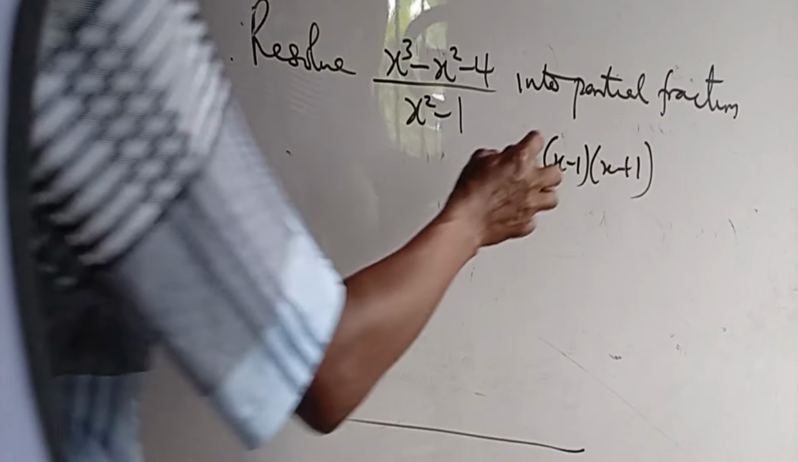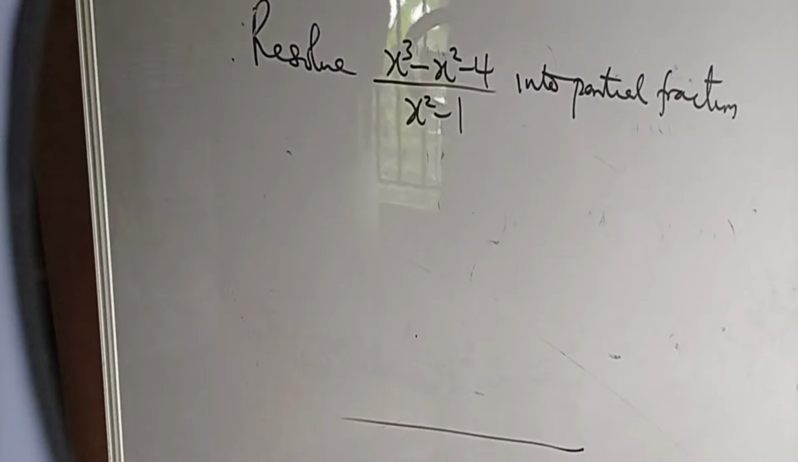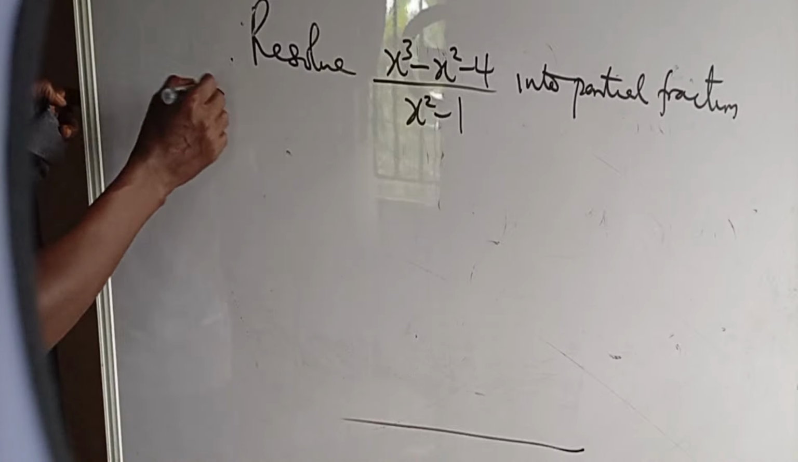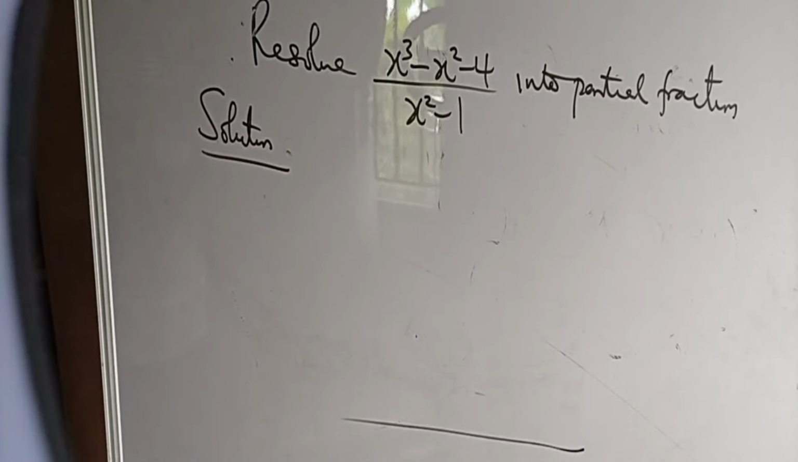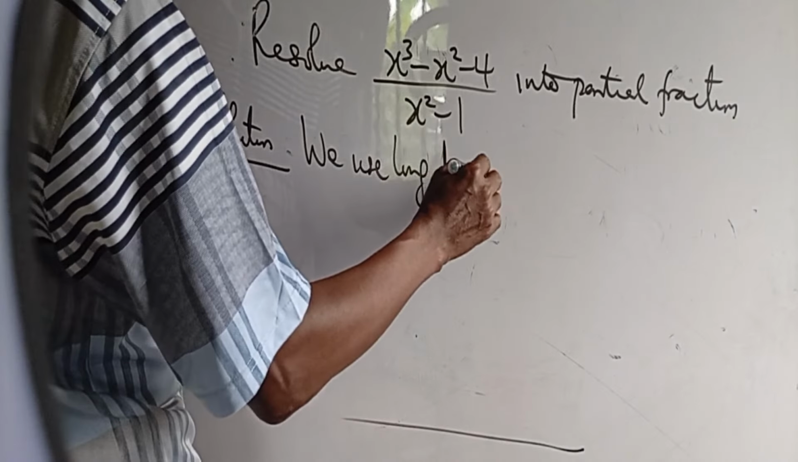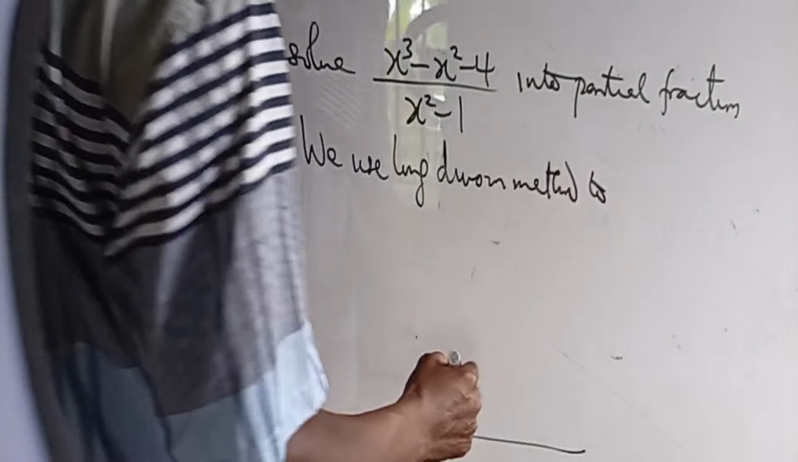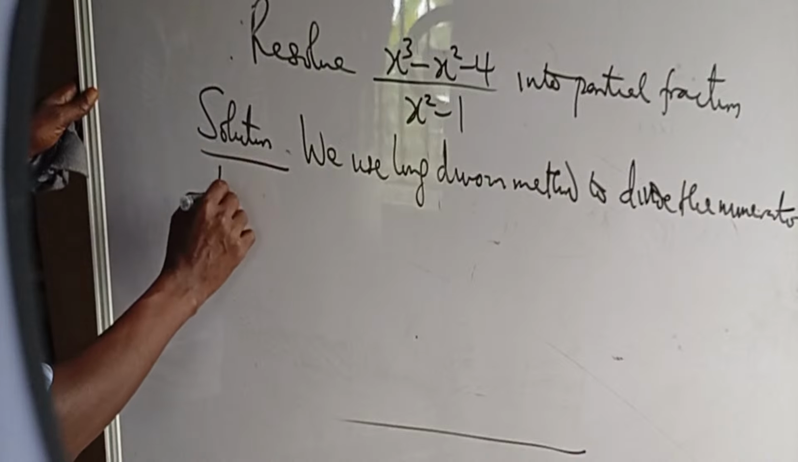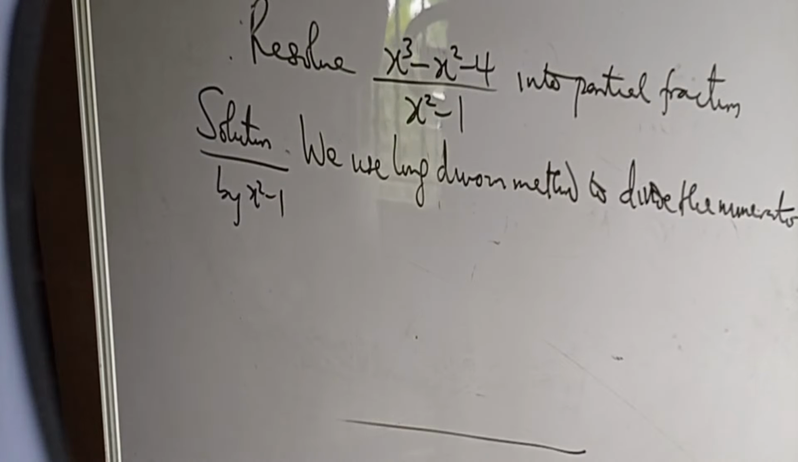Since the second rule says that if the degree of the denominator is equal to or less than the degree of the numerator, then we carry out a division. That's what we are going to do. So we are going to divide first. Now, first, we divide. We use the long division method to divide the numerator by x squared minus 1. So let's use the long division method to divide the numerator by x squared minus 1.